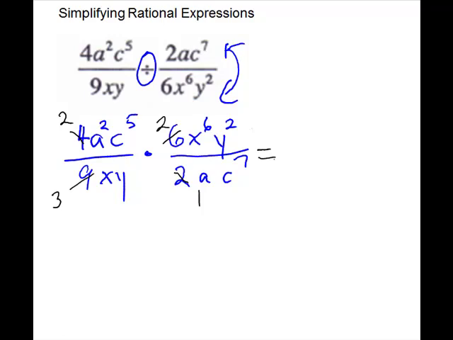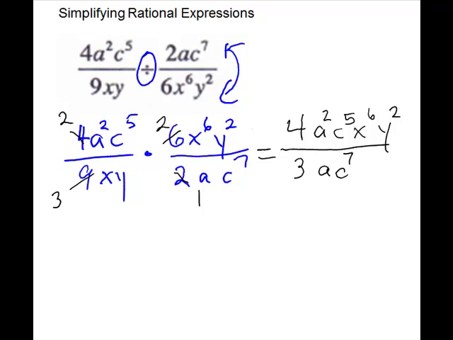So on my numerator for my numbers, I have 2 times 2 is 4. I have 2 A's, 5 C's, 6 X's, and 2 Y's. Right, on the denominator, 3 times 1 is 3. I'm going to keep these in alphabetical order so they'll match up nice. So I'm going to put A, C will go next, X, and Y.